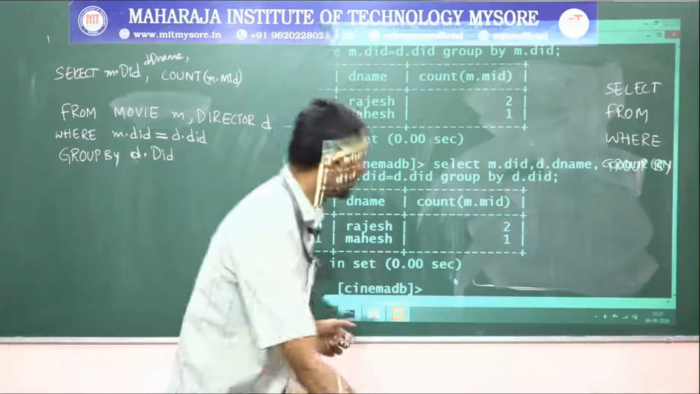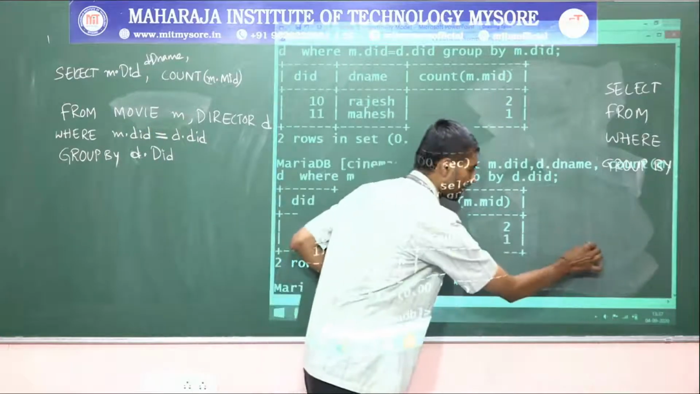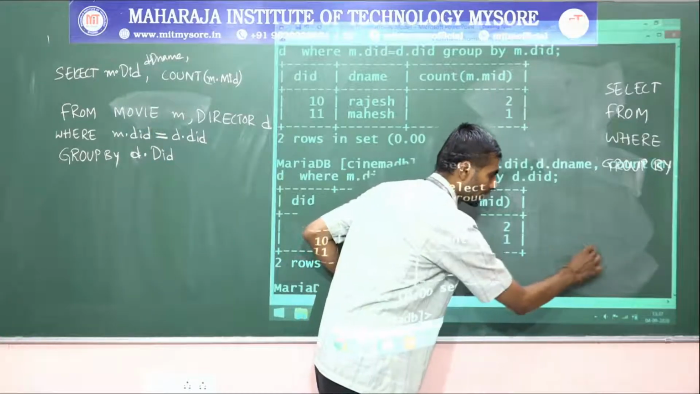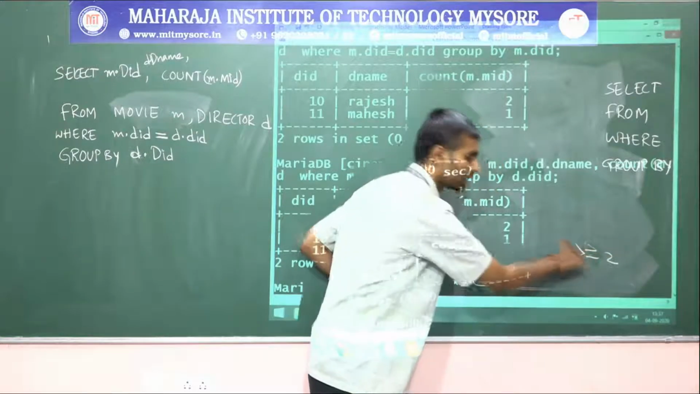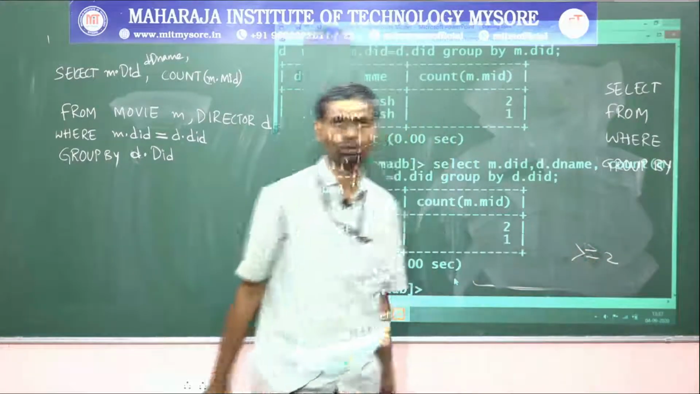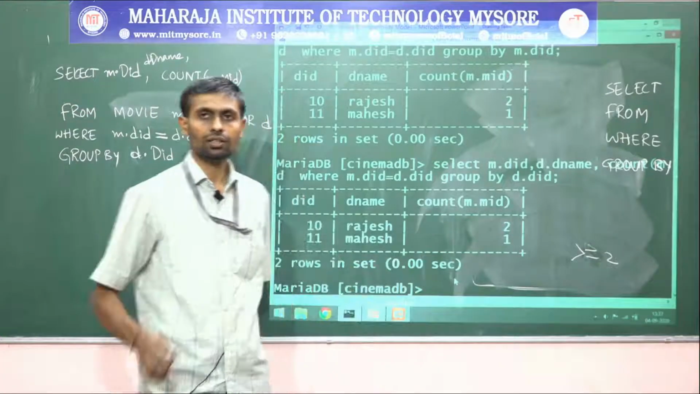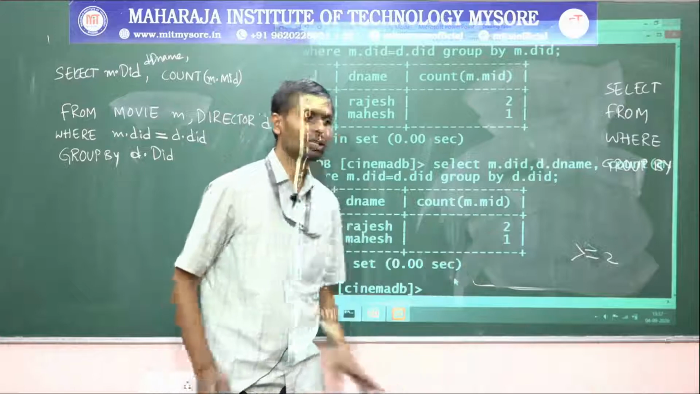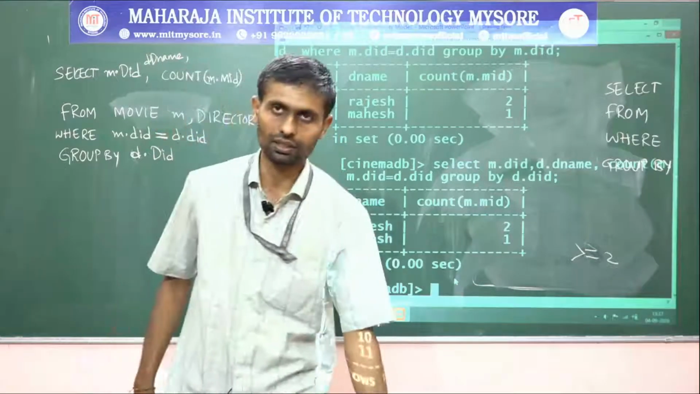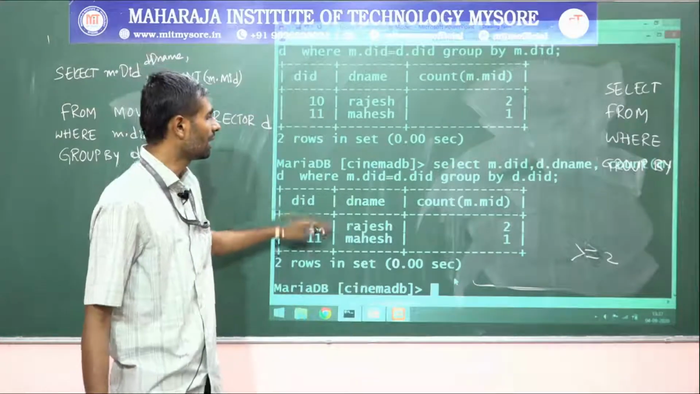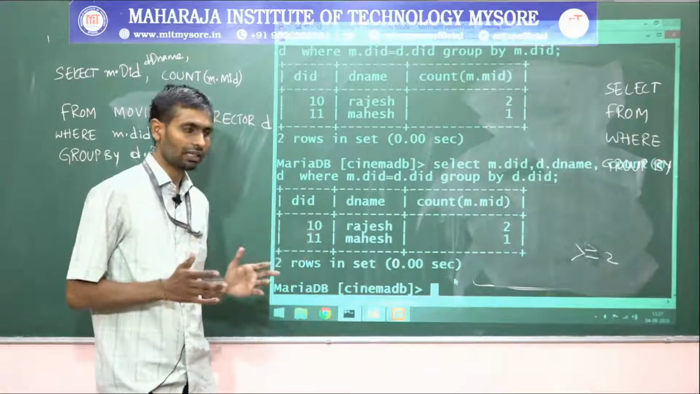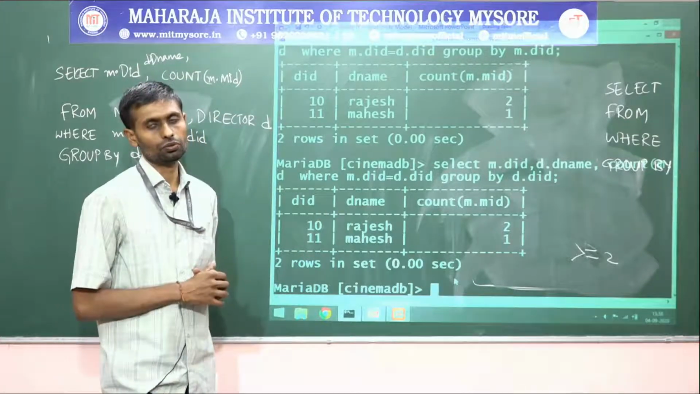At least 2 means it should be greater than or equal to 2. Which one? Count. That count of movies should be greater than or equal to 2. Only such kind of persons I want to list, guys. That means I want to retrieve the directors along with their details who have directed at least 2 movies.